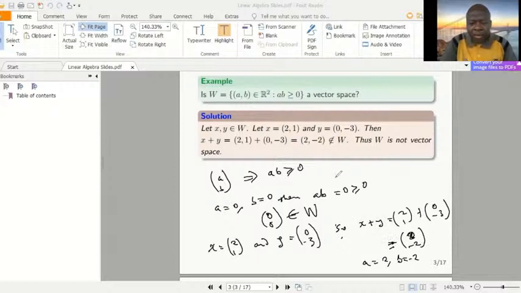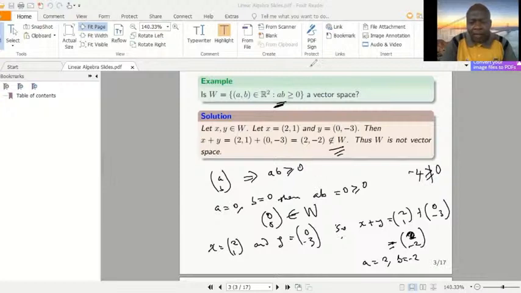Does this sum belong to W? So I check using this condition here. I check if this sum is in W. I know that the sum gives me A as 2 and B as -2. So the product of A and B is -4. But -4 is not greater than or equal to 0. So that means this sum is not in W. This sum is not in W.